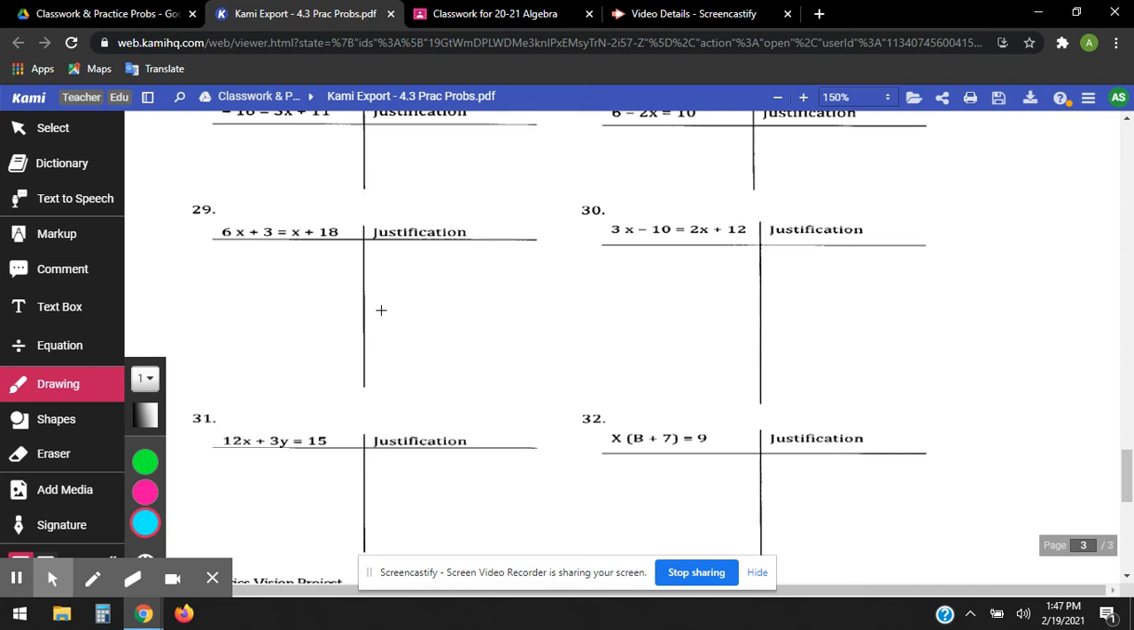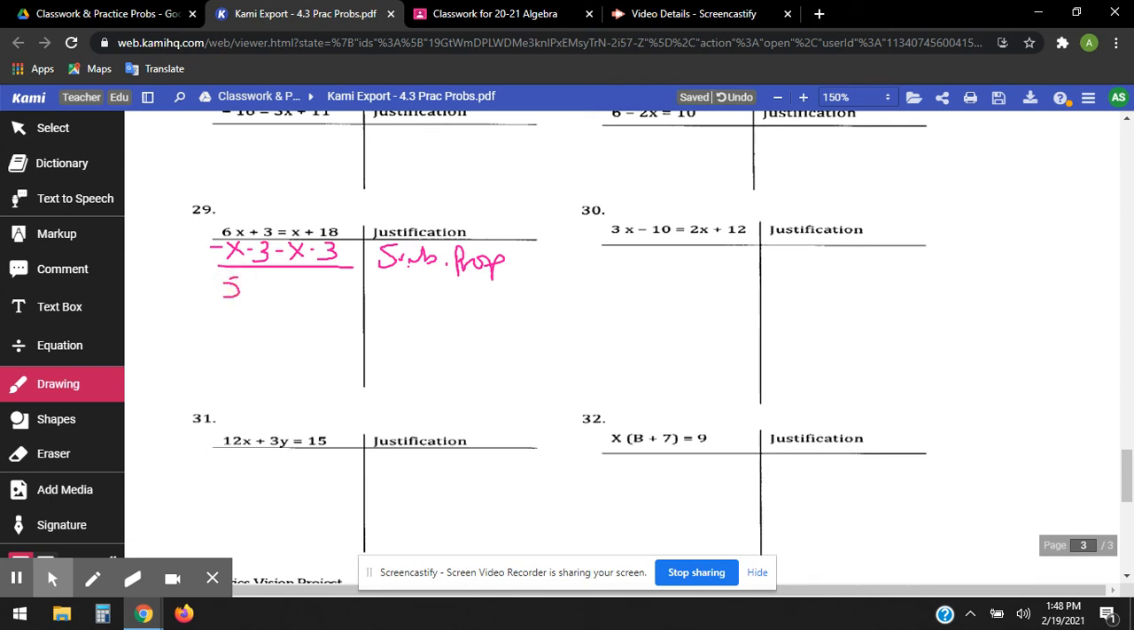So first, we are going to get all of our numbers to one side and all of our letters, or x's, to one side. So I'm going to subtract an x from each side, and I'm going to subtract a 3 from each side. And this is going to be a subtraction property because I'm subtracting both of them. So 6x's minus 1x is 5x's. Positive 3 and minus 3 cancel. Positive x minus x cancels. 18 minus 3 is 15.